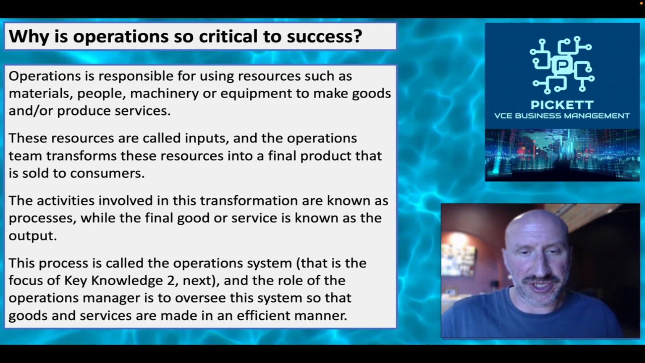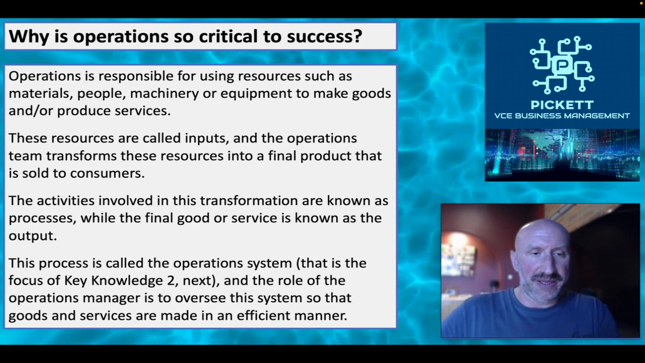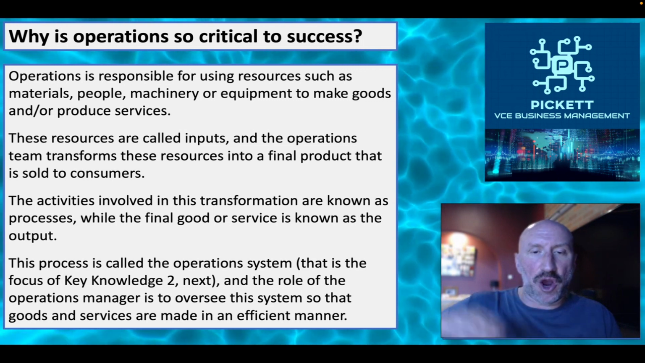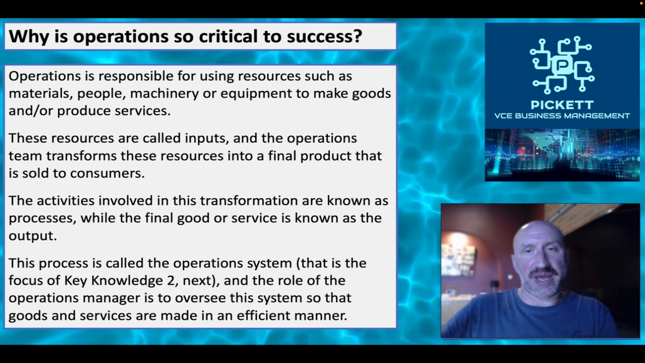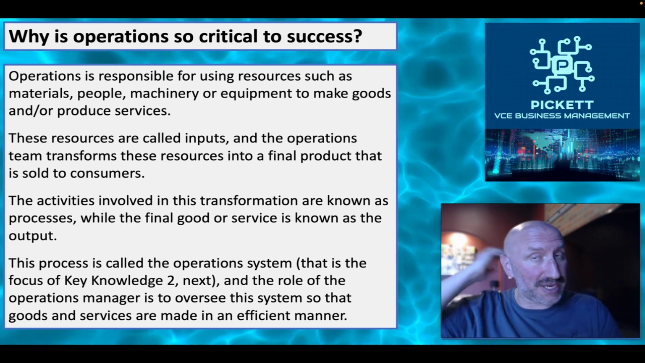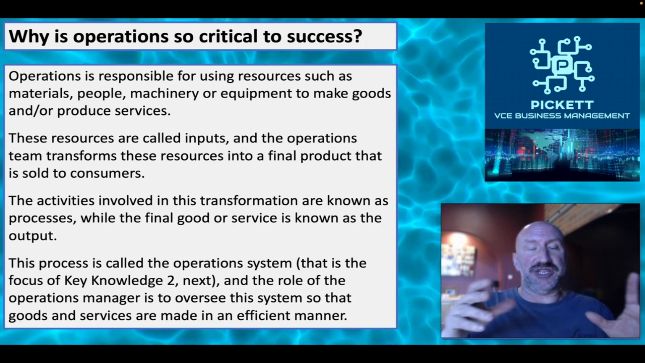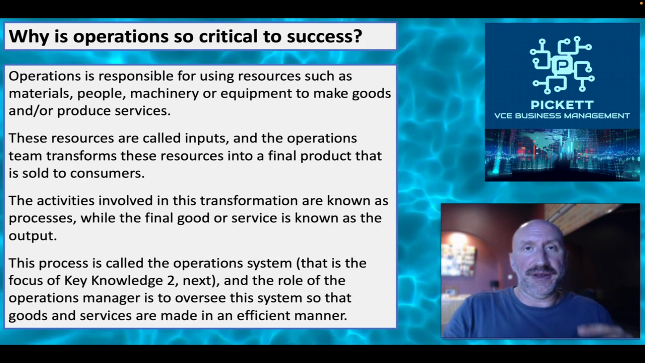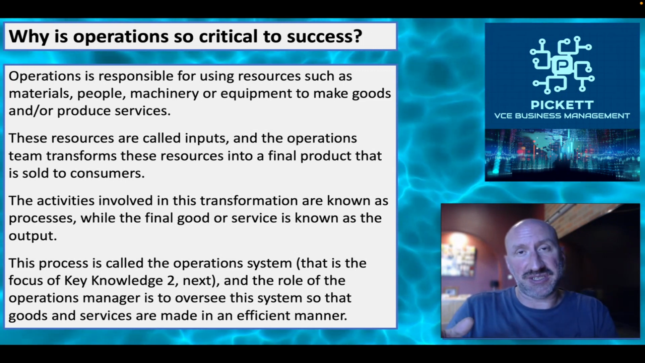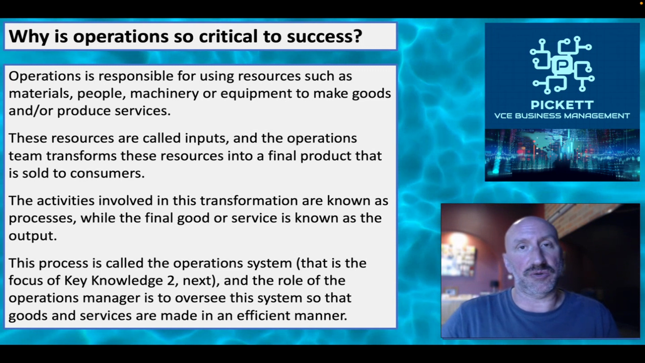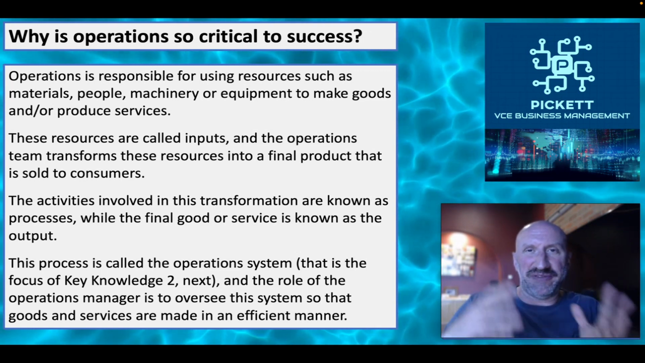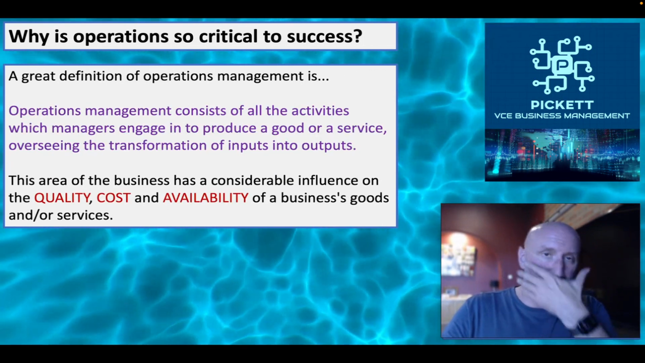The very next key knowledge dot point, 3.3.2, is called the operation system. That's what we've just described. The focus of the next key knowledge dot point, the role of the operations manager, is to oversee that system, so that goods and services are made in an efficient manner and we end up with as high quality a product or service as we possibly can. So the operations manager looks after this process where we take inputs, put them through transformation processes to turn them into outputs, which are ultimately sold to the customer. It's breaking the operation system down into three very simple parts.